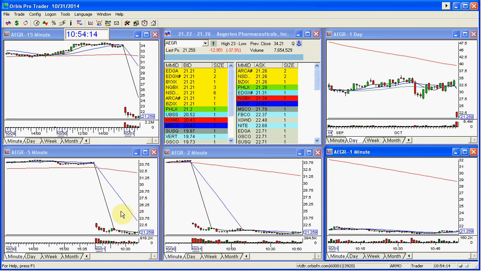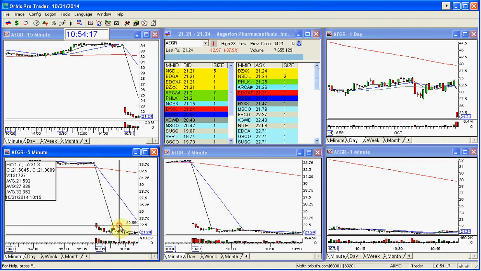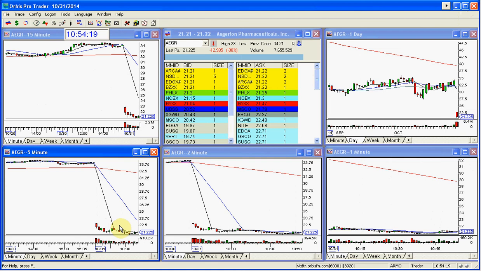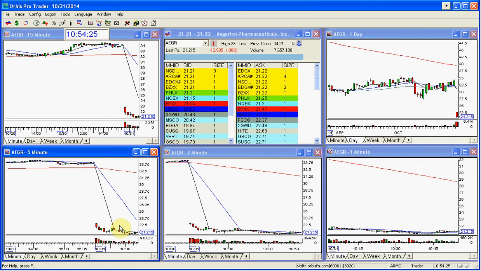Even the rally back up in here was good. And I did end up lowering my stop at one point. I'd lowered it late though. So really nice trade here in AEGR, play of the day in the Sock Swoosh Show Live Trading Room.